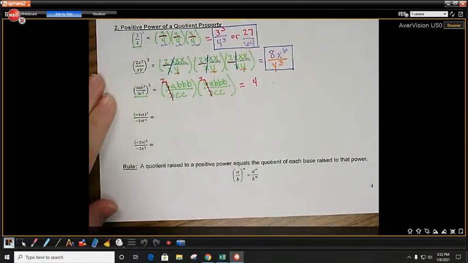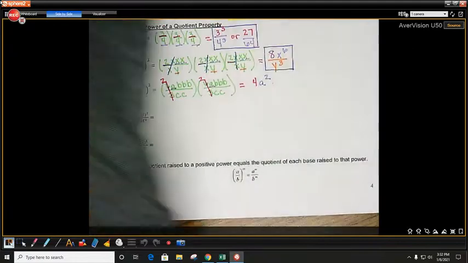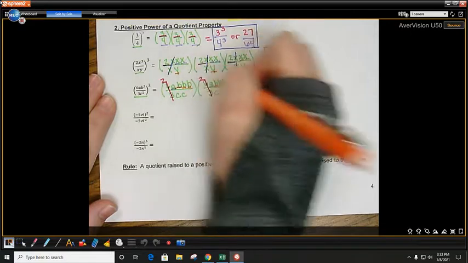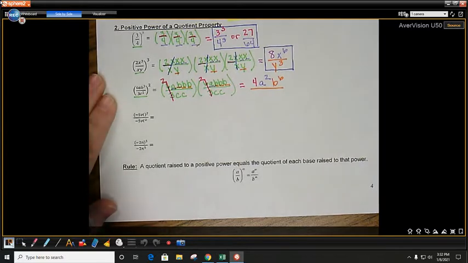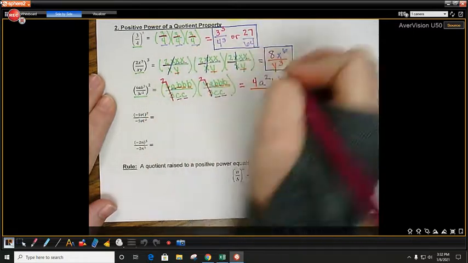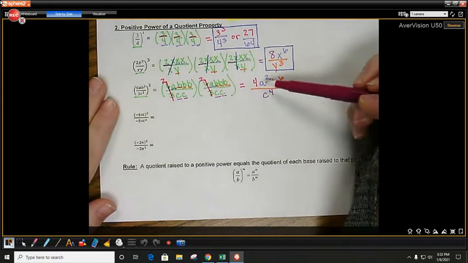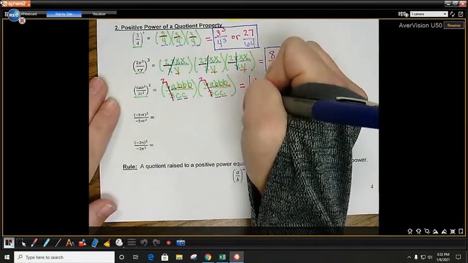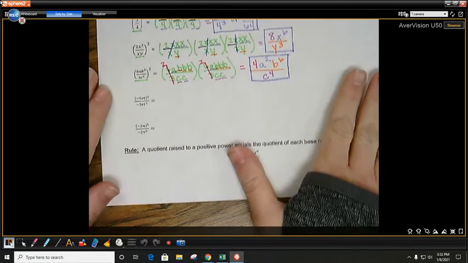And then I have 2 a's, so a squared. I have 1, 2, 3, 4, 5, 6 b's, so I get b to the 6 over 1, 2, 3, 4 c's, so c to the fourth. So my numerator only has a coefficient, a's and b's, and my denominator only has c's. So there's nothing alike in the numerator and denominator that I can cancel out further. We're almost done, guys. Y'all are doing a great job.